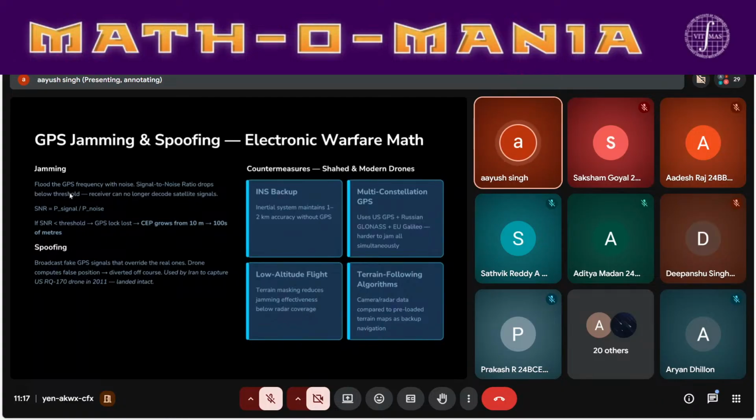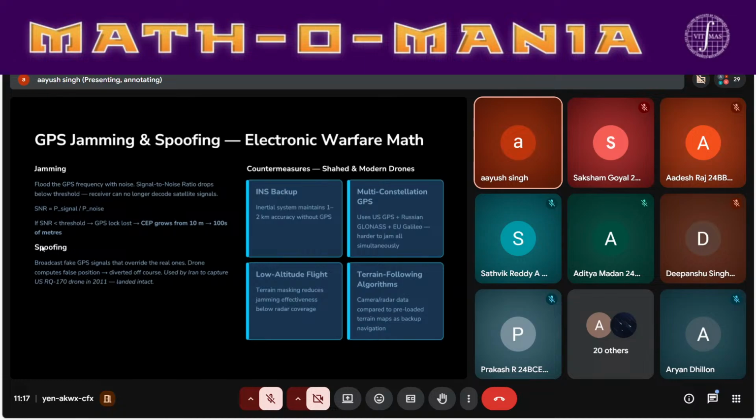Here the signal to noise ratio, also known as SNR, is equal to P signal divided by P noise. And as we discussed, if the SNR is less than the threshold, the weapon gets lost. And the CEP grows from 10 meters, as we have computed earlier, to hundreds of meters. So it also depletes the accuracy by over 100 times.